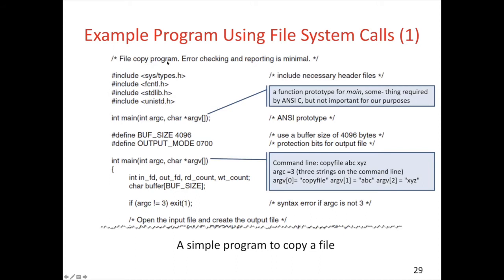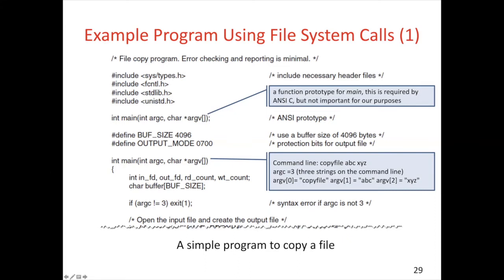In this file copy program, error checking and reporting is minimal. There are some lines for including the necessary header files. Here is a function prototype for main. This is required by ANSI C, but not important for our purposes. The buffer size and the output mode are defined. Buffer size is 4K, and this is the protection bits for the output file.